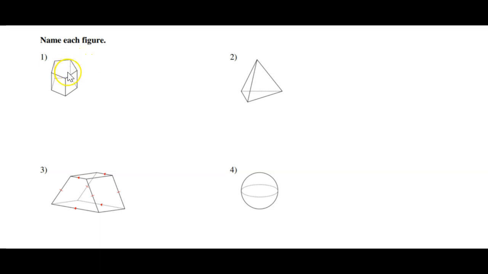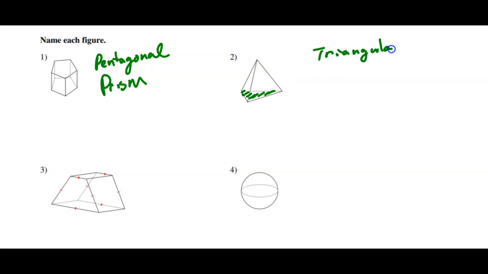So in this first one here, I notice that I have two congruent shapes, and they're connected by rectangles, and these two congruent shapes are pentagons. So this is going to be a pentagonal prism, because the prism has two bases that are congruent and then rectangles for the sides. Number two, I see a base right here that's a triangle, and it has triangles for the sides. So this is going to be a triangular prism. Not prism, pyramid.